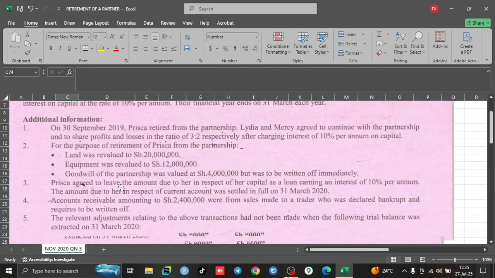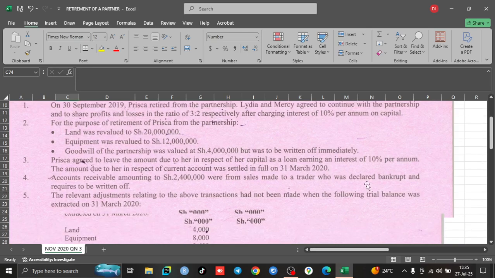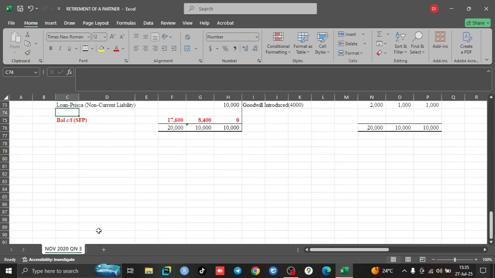So there's something else mentioned about her loan. Priska agreed to leave the amount due to her in respect of her capital as a loan, earning an interest of 10% per annum. The amount due to her in respect of her current account was settled in full on the 1st of March. So she gave us a loan. So the loan is for 6 months to the reporting date, and our interest on that loan is at 10%.